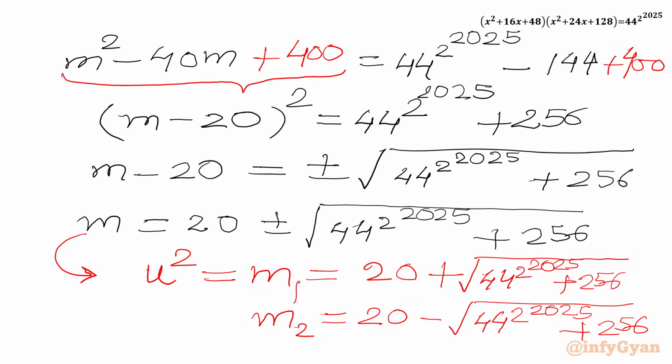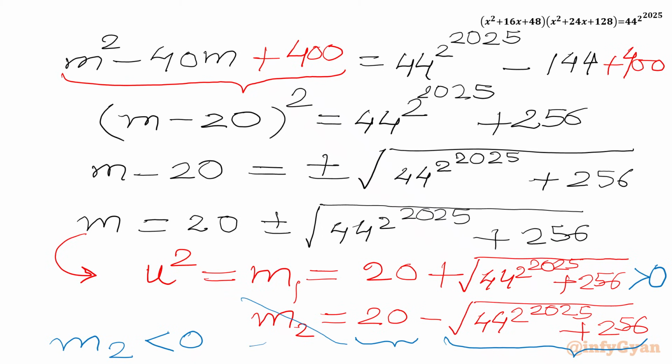Now this quantity is bigger than 20, so we are going to get m2 negative and we are going to get m1 positive. Our condition on m was m must be positive. On this ground, we are going to reject m2 as it will generate complex solutions.